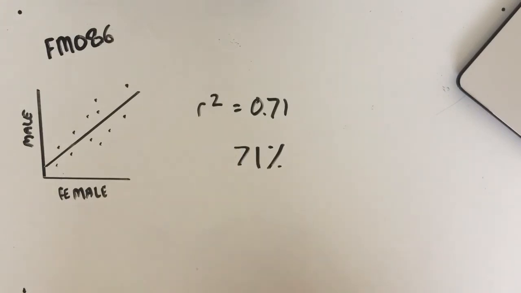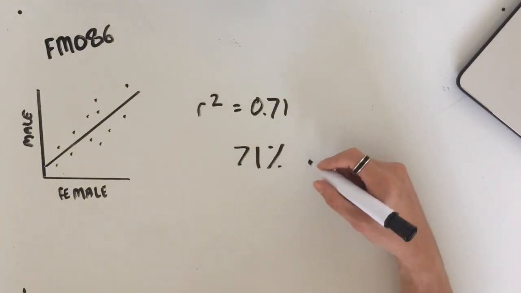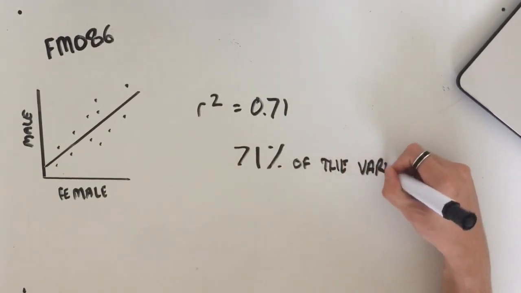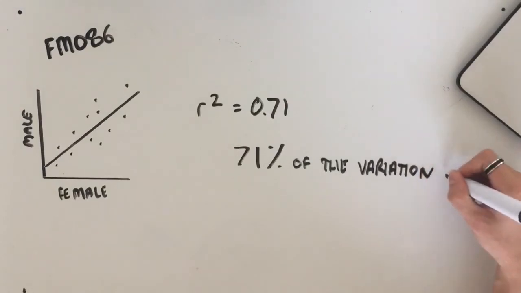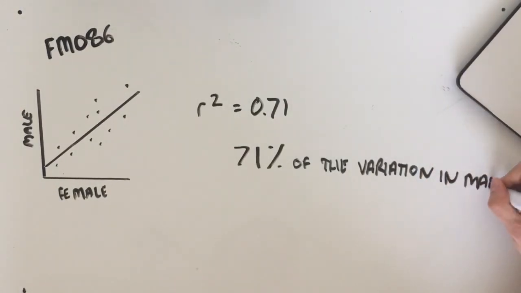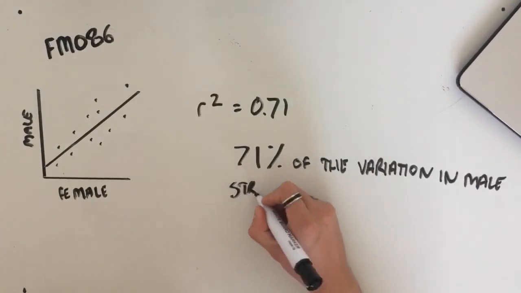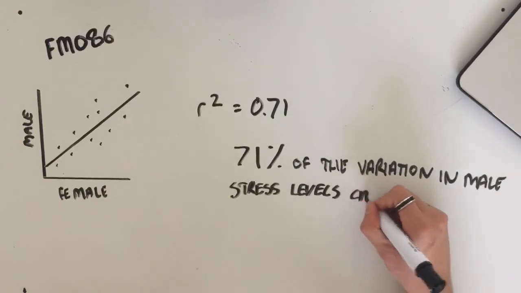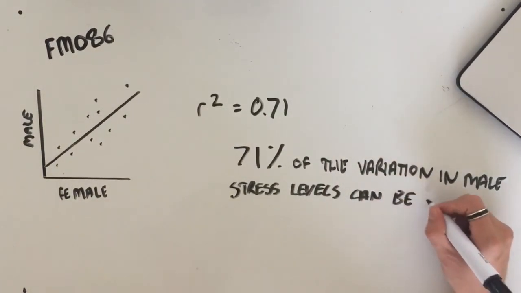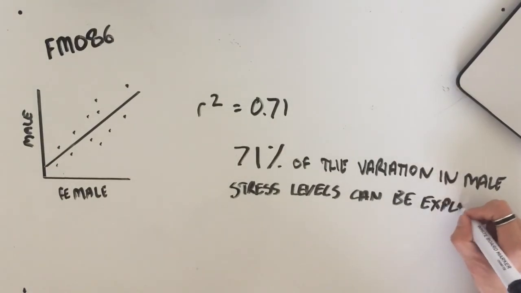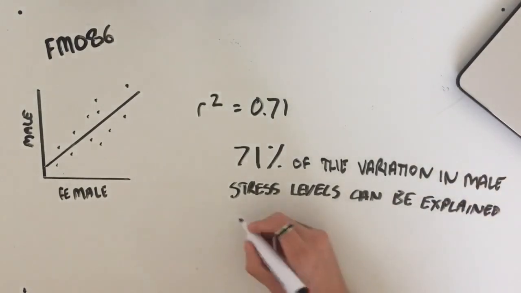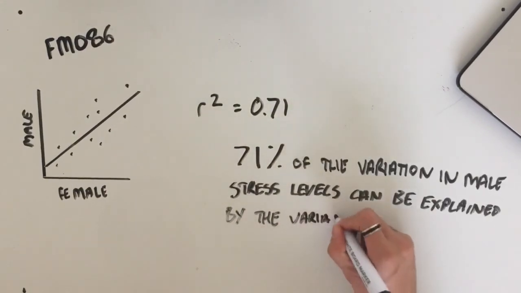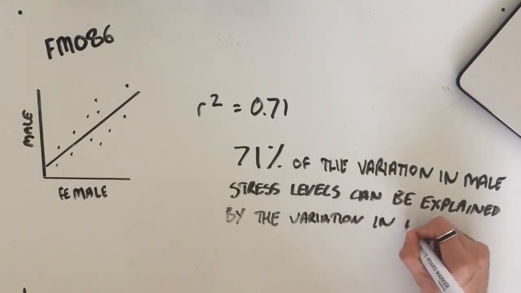So what our answer might be is something along the lines of: 71% of the variation in male stress levels can be explained by the variation in female stress levels.